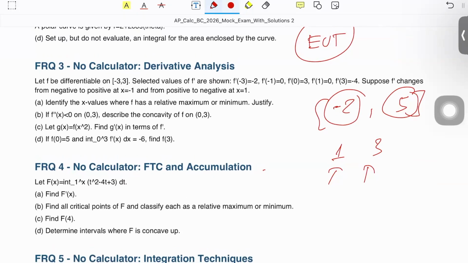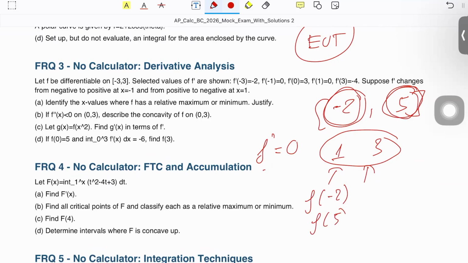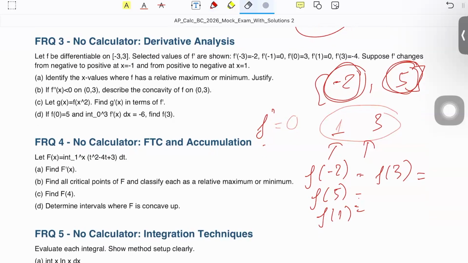Okay, so again, let me summarize it. EVT says that the maximum and the minimum happen at the critical points, and the critical point is where the derivative equals 0. But it can also happen at the boundary. So you need to find what is f of -2, what is f of 5, what is f of 1, what is f of 3. Compare all of them to see which one is the lowest number, that's the minimum, or which number is the highest number, which is the maximum. Okay, so that's something you need to know. You need to be careful about the EVT.